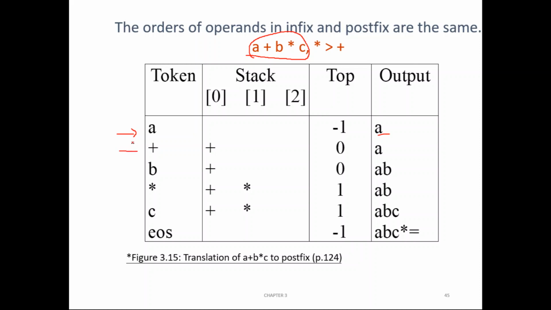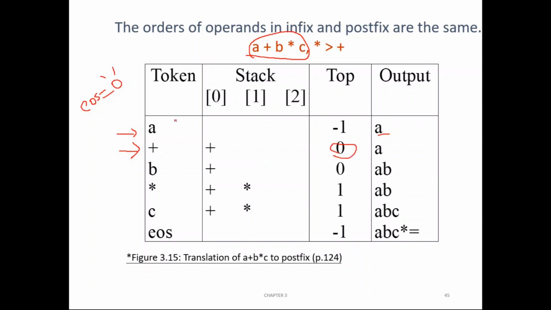Next is plus. This is an operator. It's not an operand and not a close bracket. But is there anything in the stack? There is nothing in the stack. So let us assume the end of the string, the null character, is there, and its precedence level is 0. Or you can say if nothing is in the stack, just push into the stack. So plus enters the stack and top becomes 0.